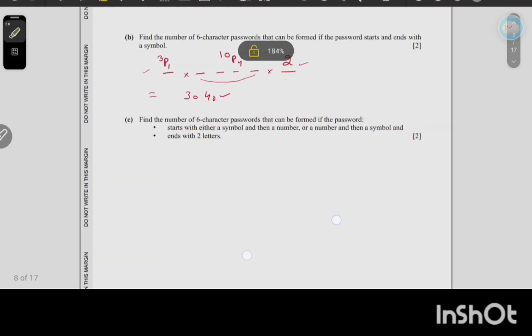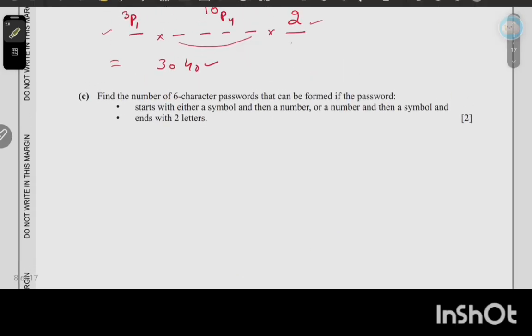Okay, and now part C. Find the number of six character passwords that can be formed if the password starts with either a symbol then a number or a number and then a symbol, and ends with two letters. It looks very complicated, but it's not, it's very simple. First of all, we have to read it very carefully. Here, start with either a symbol and then a number. First thing, start with either a number, either number.